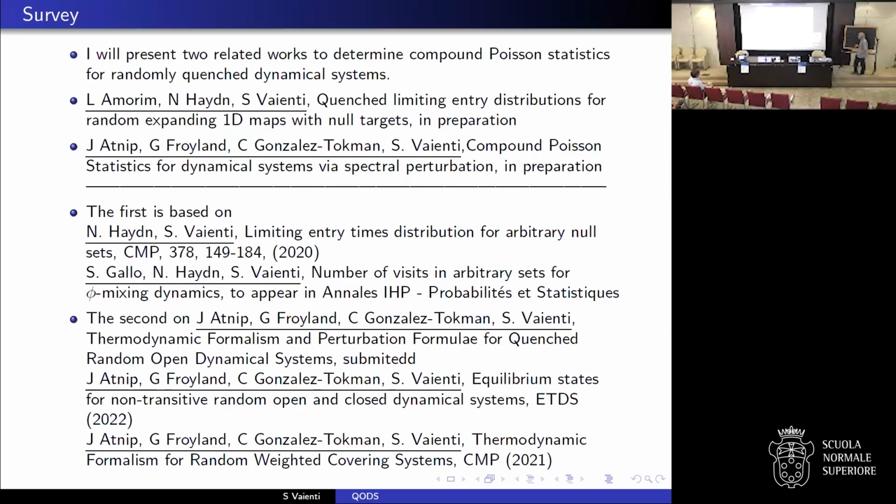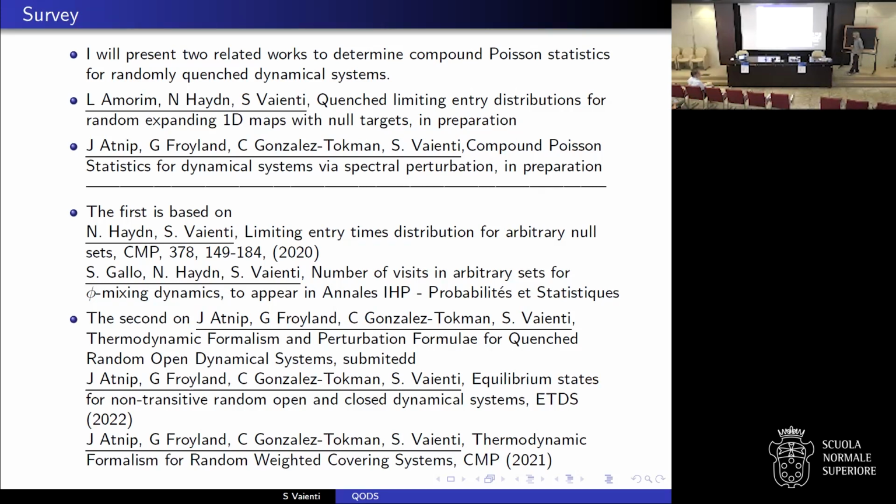Okay, so now I will present two parallel works on the same subject, which is to determine compound Poisson statistics for quenched dynamical systems. You will see there are two approaches, a little bit different in the technique and also in some assumptions. These are two papers in preparation. The first is with my student Lucas Amorim and Nikolai Haydn, who is here, and the second is with my Australian friends, Jason Atkin, who is not here, Gary, and Cecilia.